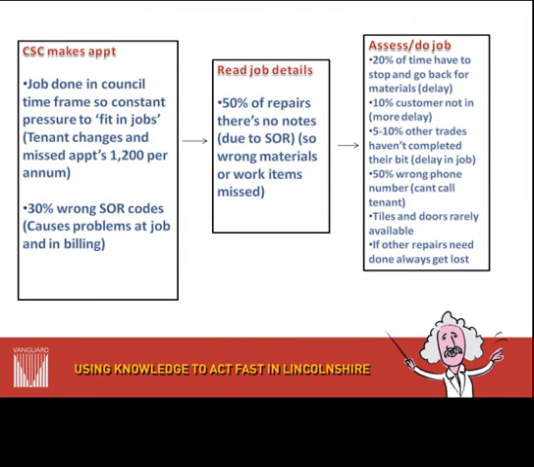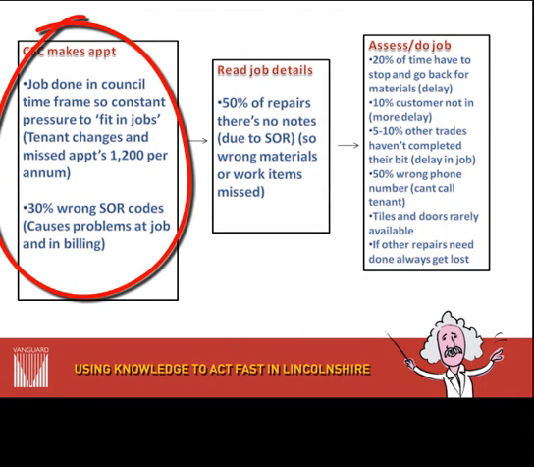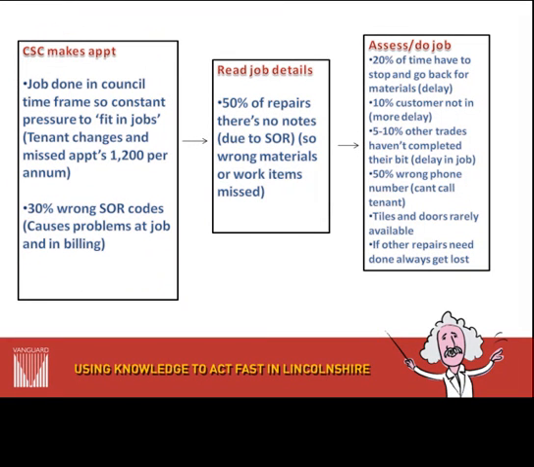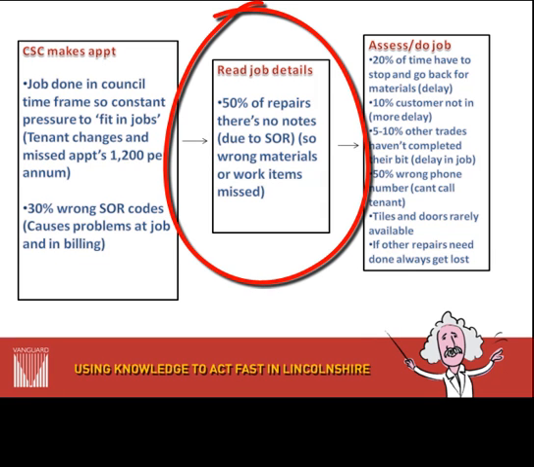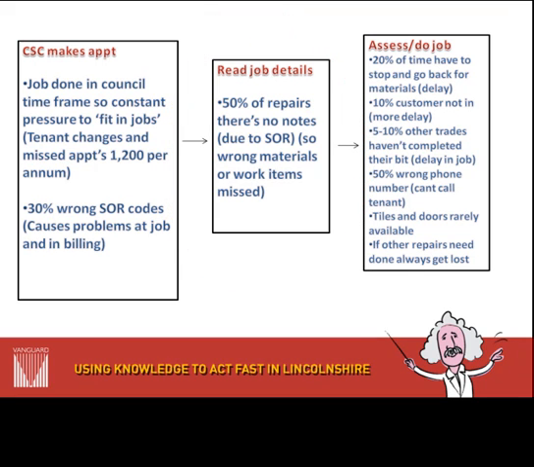If you look at the process, the CSC, i.e. the Customer Service Centre, makes the appointment. The job is done in the council's time frame, so there's constant pressure to fit jobs into these 10, 15, 20-day jobs. 30% of the descriptions are wrong, and the schedule of rates codes are wrong, which causes problems down the other end of the process at billing as well as in descriptions. With 50% of the repairs, there's no notes in the system at all. As a result, there's wrong materials and work items missed.